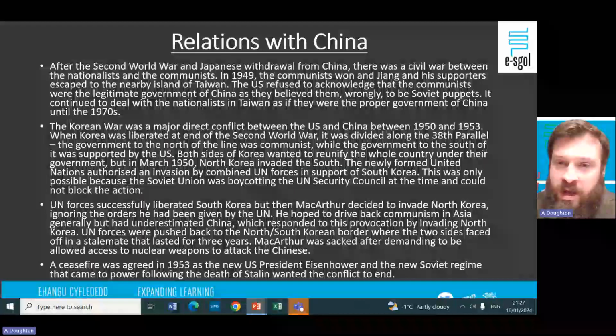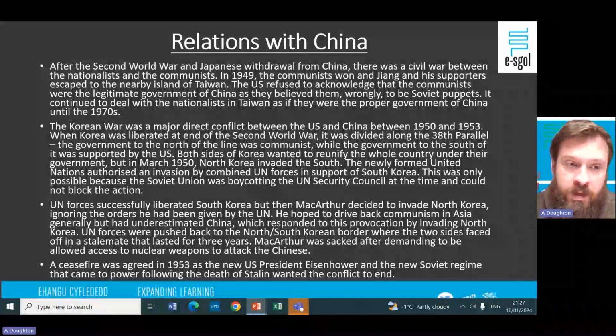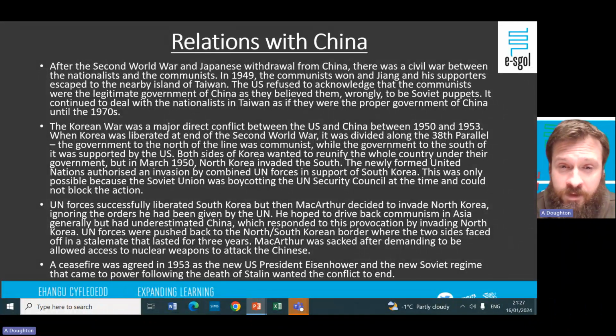However, General MacArthur decided to invade North Korea, ignoring the orders. So this isn't containment, this is actually pushing it back. But a ceasefire is agreed in 1953 after a stalemate for a few years, and this conflict is then ended. Now, these are the tensions between China in the earlier years.